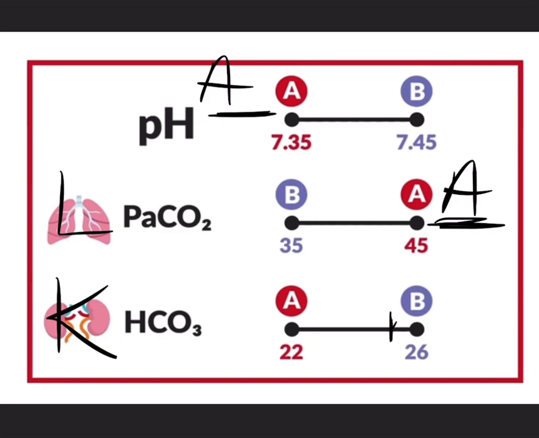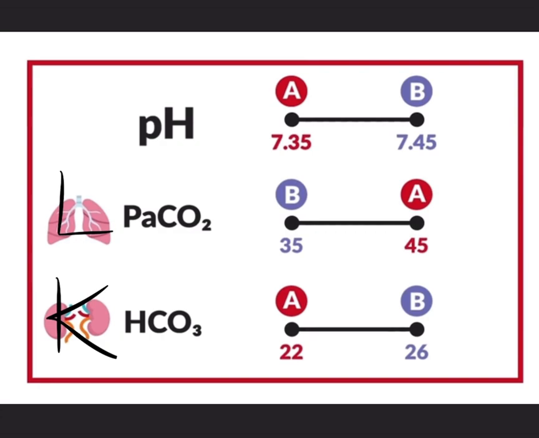Now that we have everything on the number line, step number 3 is figuring out whether it is compensated, uncompensated, or partially compensated, which can be the tricky part. The first thing we're going to do is take a look at that pH. Is the pH within normal limits? Looking at this problem, no, the pH is not within normal limits. That means this is uncompensated. So the full answer for this would be respiratory acidosis uncompensated. Okay, I hope that makes sense. We'll go on to our next one.